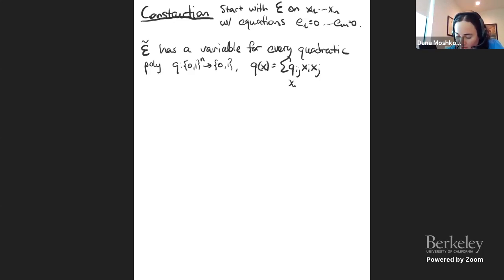Let's define that x0 is defined to be 1. So this encapsulates also the linear functions. Okay. So for every quadratic polynomial, I'm going to have a variable, right? So you already see that E tilde is huge with respect to E, right? Because the number of quadratic polynomials is like 2 to the n squared. Okay, but fine, I can generate each one in polynomial time.